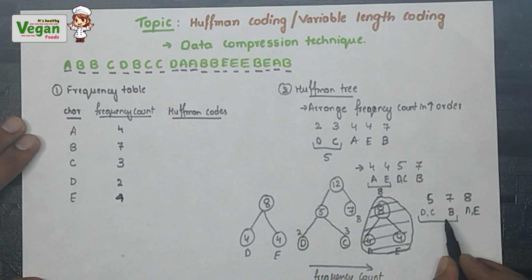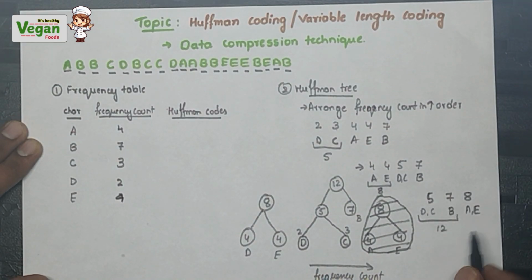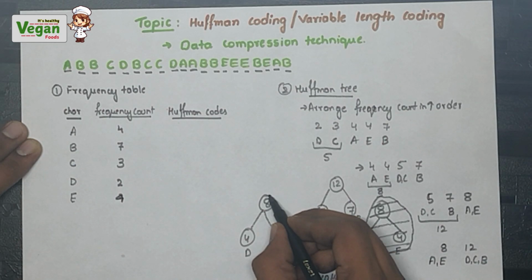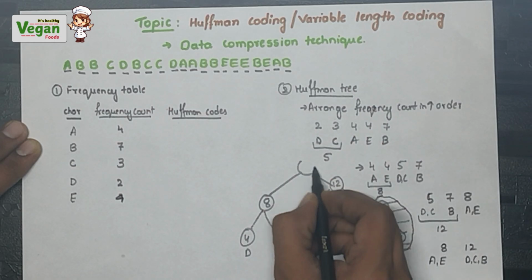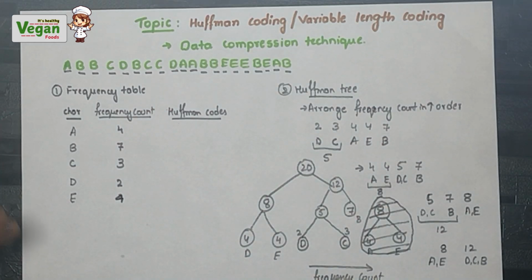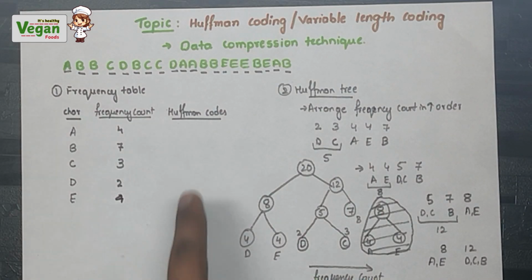Now we are left with 12 here. So 5 plus 7 will be 12 and here 8 is there. If you see the increasing order, 8 and 12. 8 is of A comma E and 12 is of D, C and B. So if you add both of them, 12 plus 8 will be 20. Now we have constructed the Huffman tree. Now using this Huffman tree, we will be constructing the Huffman codes for each of the characters.